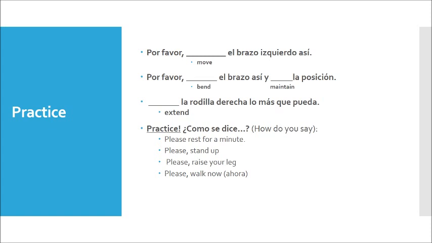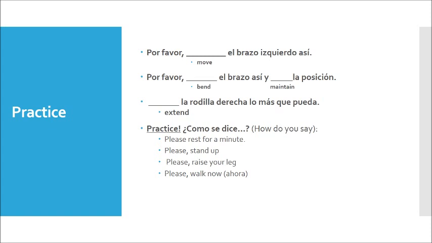Next, you're going to ask them to bend their arm and maintain the position. Say, por favor, doble el brazo así y mantenga la posición. Next, you want to ask them to extend their knee. So you're saying, extienda la rodilla derecha lo más que pueda. Lo más que puedes, as much as you can.